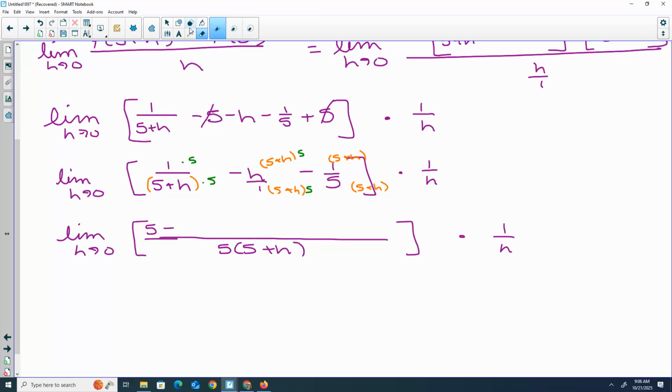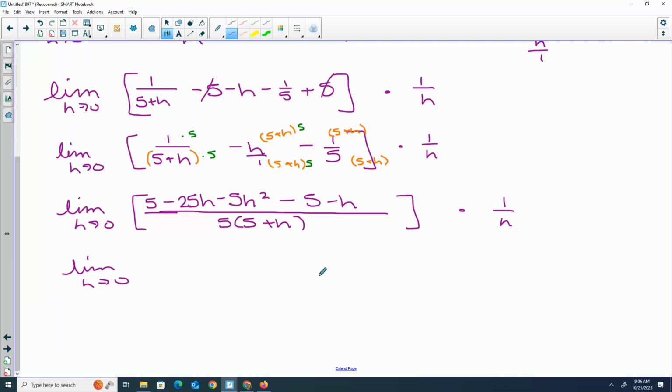Can I go ahead and distribute my negative h and this 5 at the same time? So that would be a 25 times negative h, so negative 25h. Negative h times 5, so minus 5h squared. Here, just multiply the negative ones, so negative 5 minus h. So my 5's drop. I get negative 26h minus 5h squared.